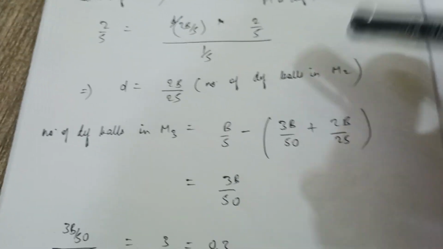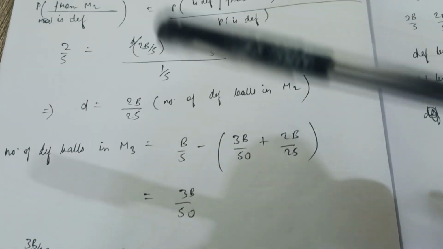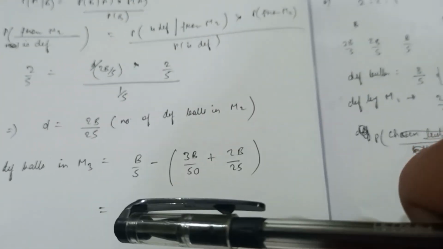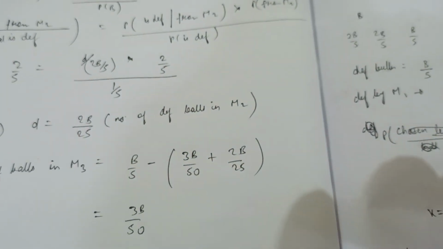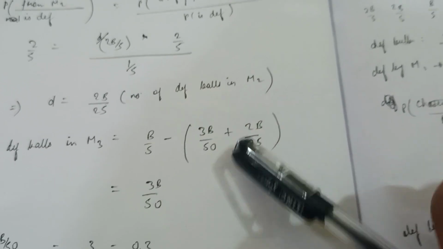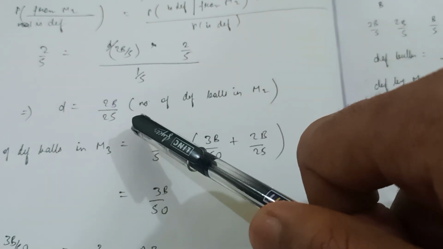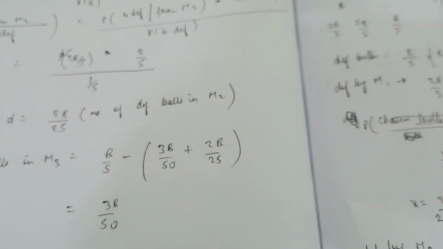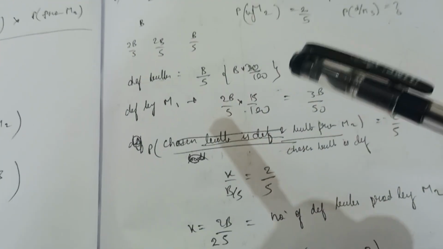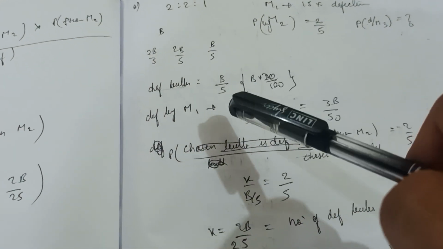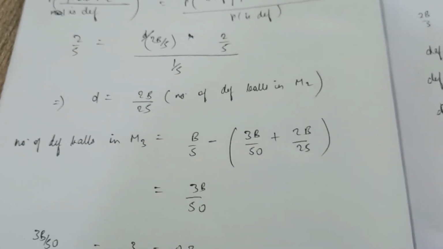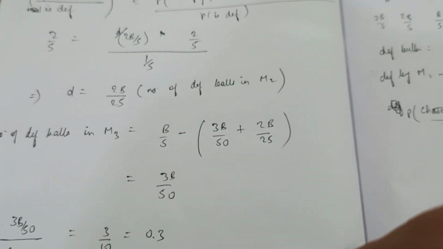Now we need the number of defective bulbs in M3 to find the required probability. We can simply subtract from the total number of defective bulbs the sum of the defective bulbs from M1 and M2. From M2 we have already found it, and for M1 it is given that it is 15%. The number of bulbs in M1 is 2B by 5, so 15% of that gives 3B by 50. Solving this, we get the number of defective bulbs in M3.